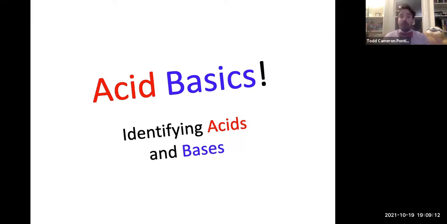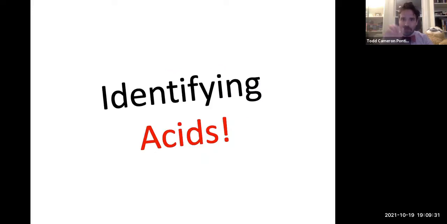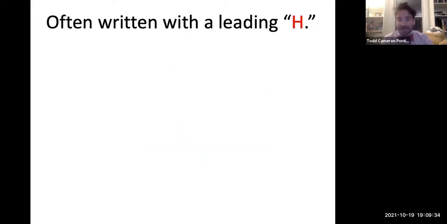Now, there's a countless number of acids and bases out there, and different chemical species behave differently depending on the environment that they're in. Accordingly, trying to memorize a list of acids and bases is just really not feasible. It's not practical. But recognizing certain motifs is, and that's what we're going to seek to do. So first, let's talk about identifying acids.